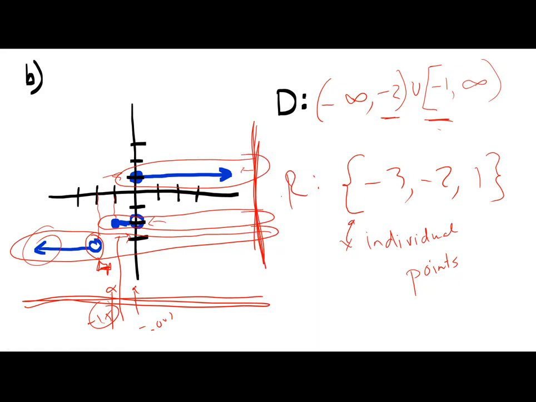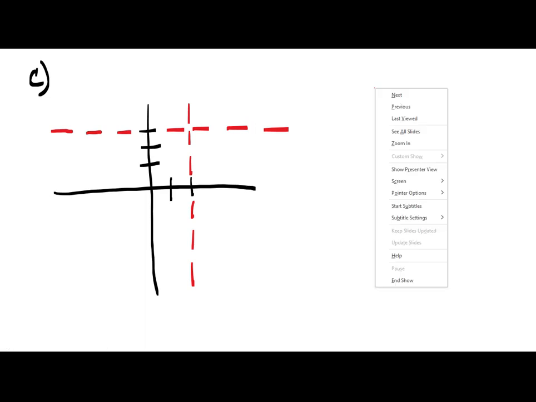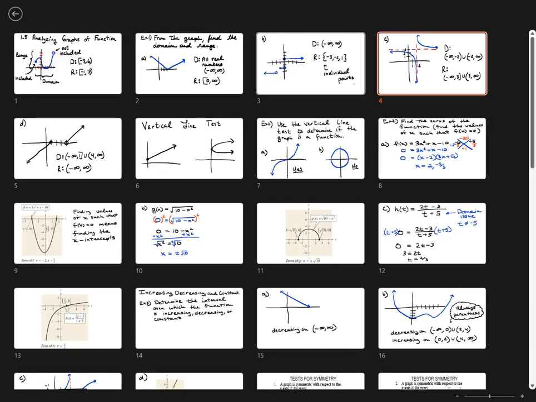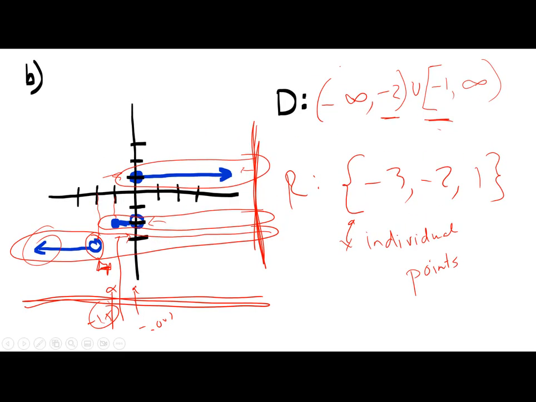Cool. Would this be a piecewise function? Yes, it would be, because from so-and-so to so-and-so, it's -3, and from so-and-so, it's at 2.